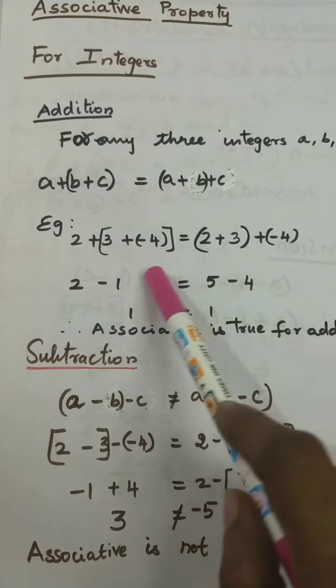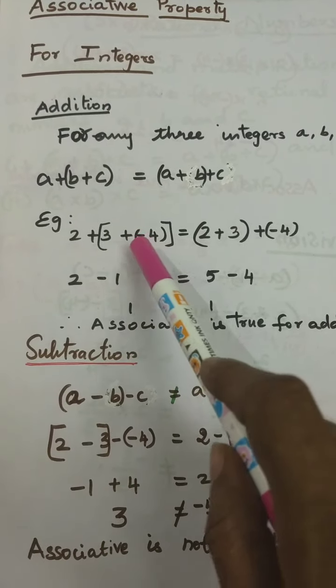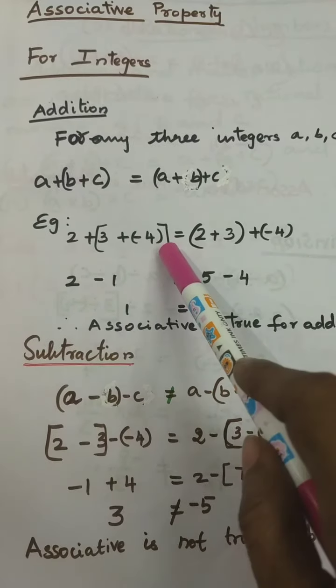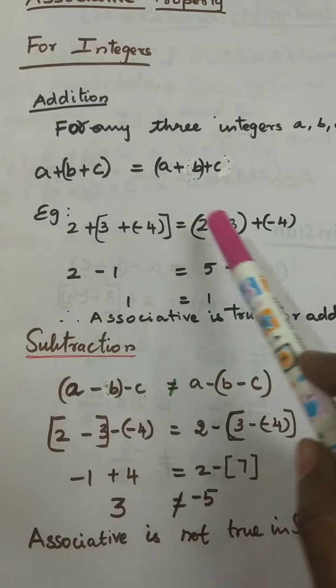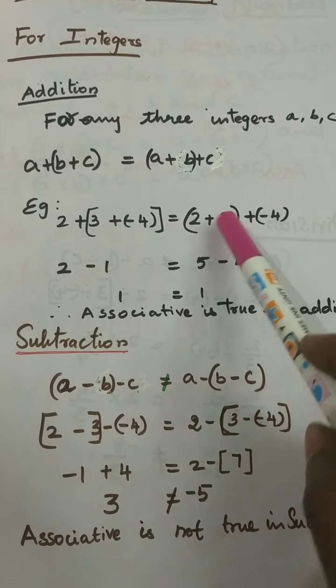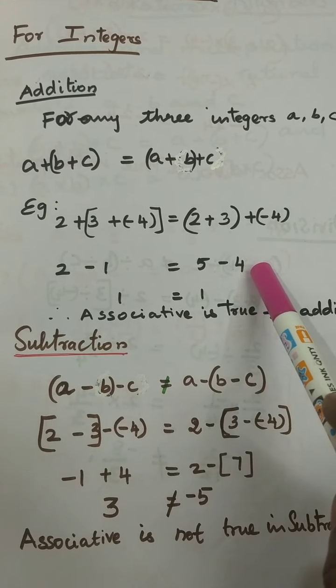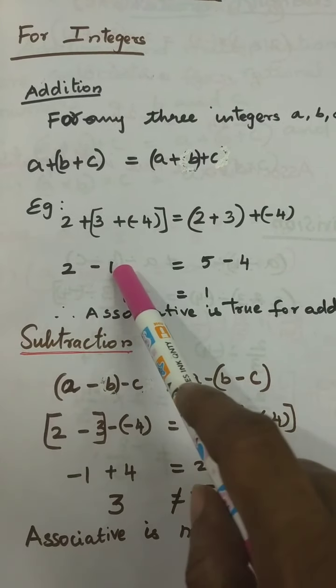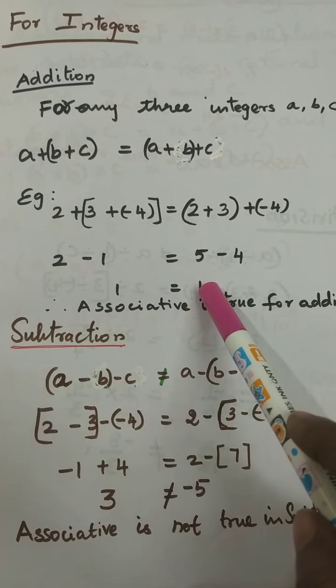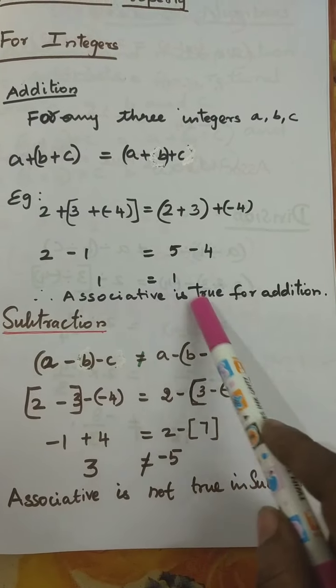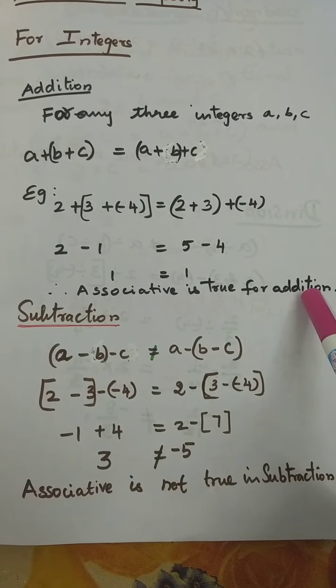Now first you solve the bracket and remove it. 3 minus 4 is minus 1, so 2 minus 1. Then here 2 plus 3 is 5, then 5 minus 4. Here 2 minus 1, the answer is 1. 5 minus 4, the answer is 1. So associative is true for addition.